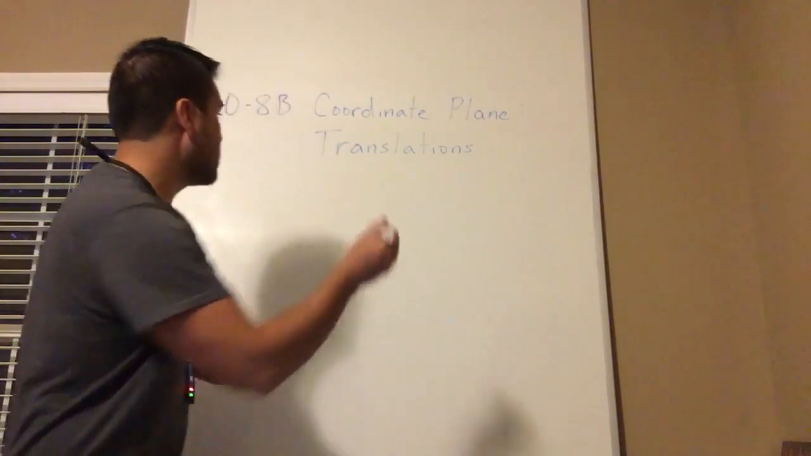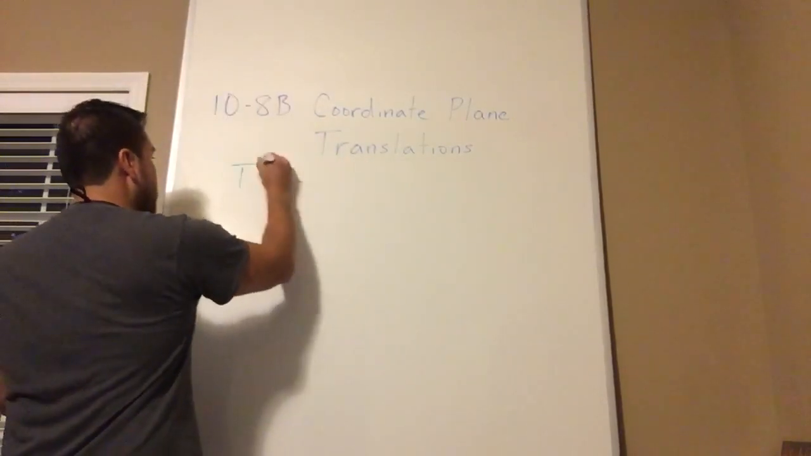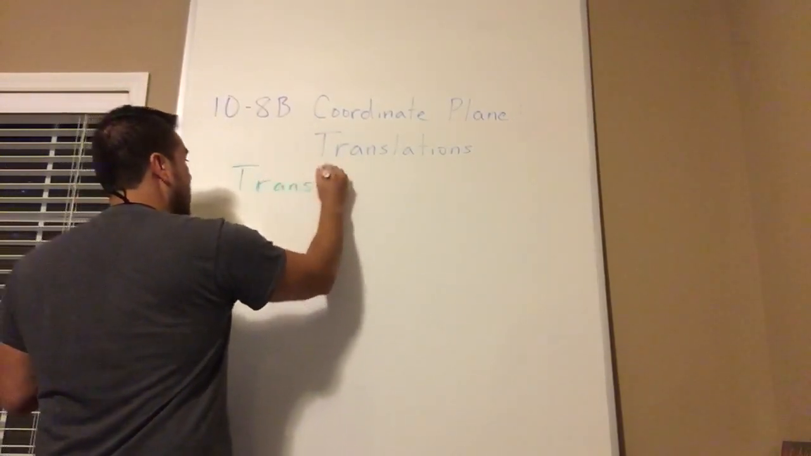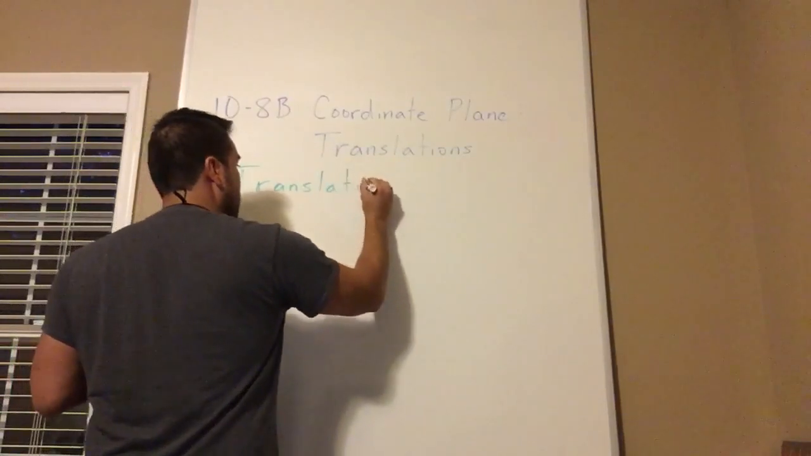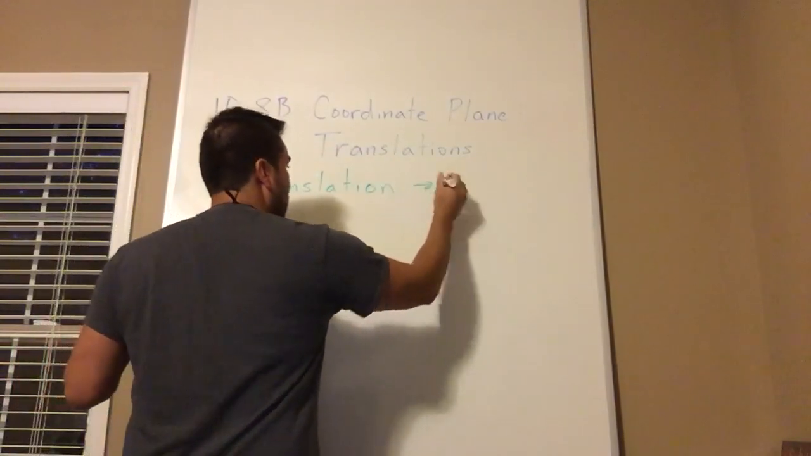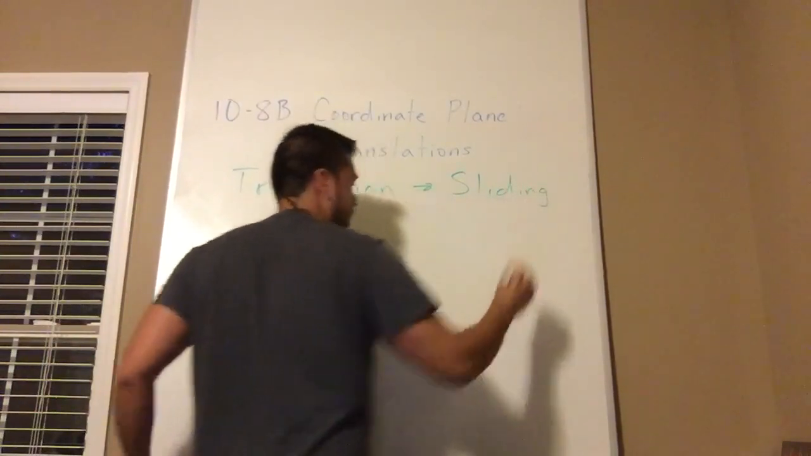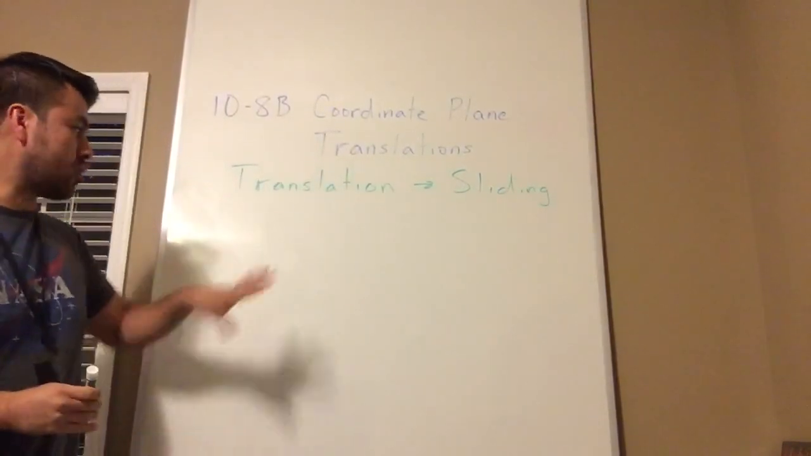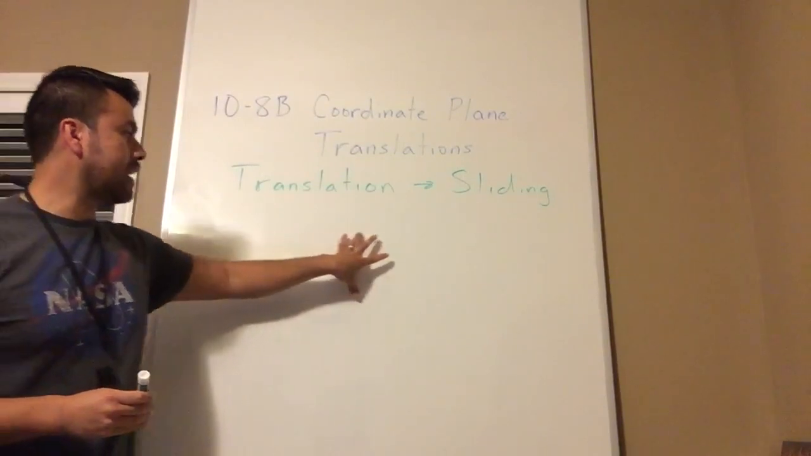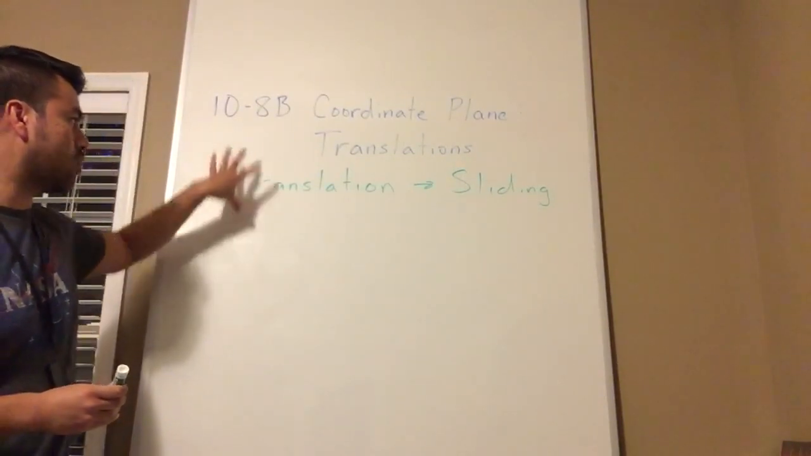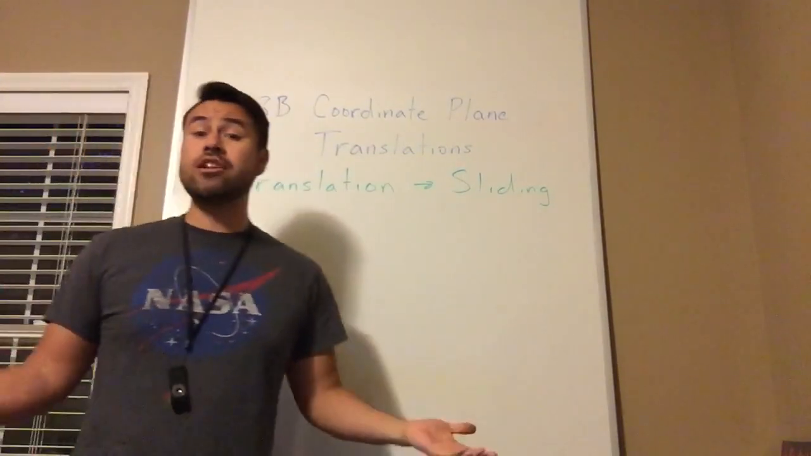So a translation, because you're going to have to know the differences between these, is what we call a sliding of the figure. So it's a sliding of the triangle. So if the triangle is right here, it gets slid to the right or to the left or up or down, or a combination of those.